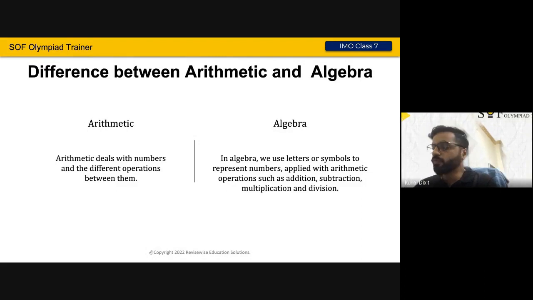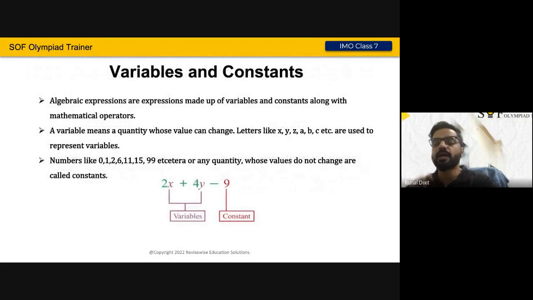You will see better once you understand what happens. I've told you there are two things: there is a variable, there is a constant. As I've already told you, the variable can be any alphabet, x, y, z. Let's look at the expression that we have here. What do we see here? We see 2x plus 4y minus 9. Now this is called an expression.